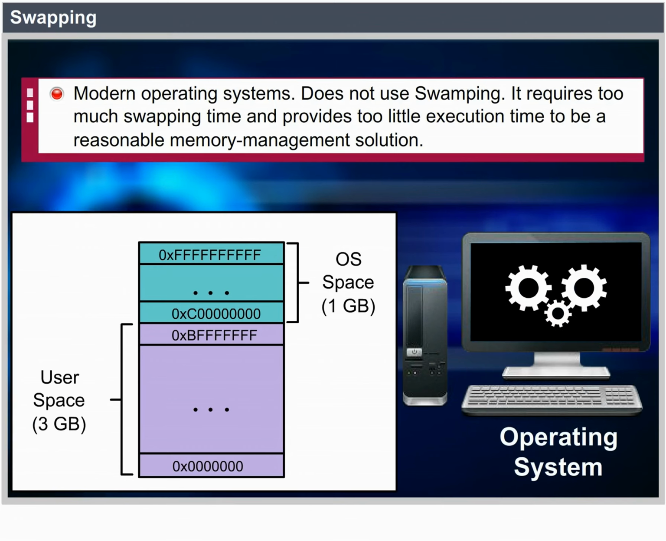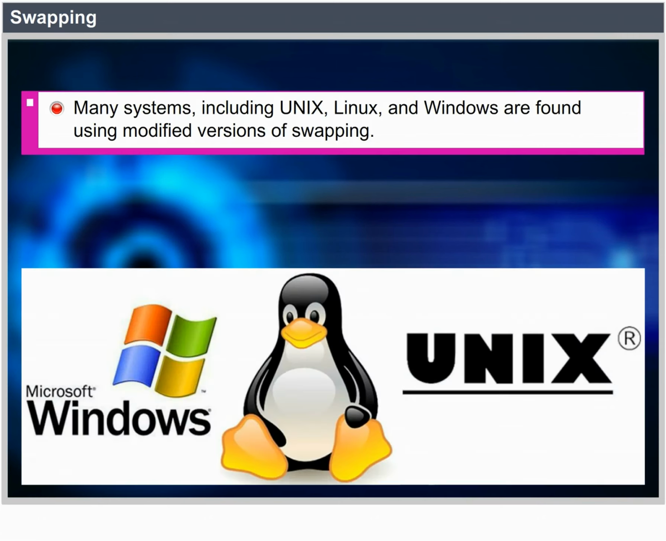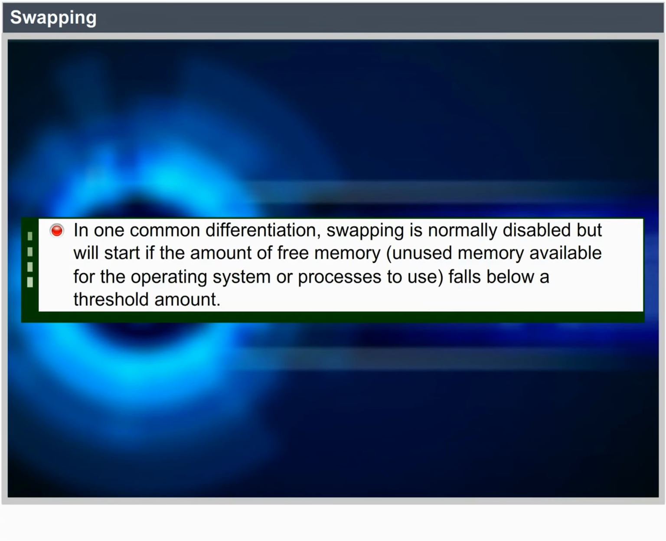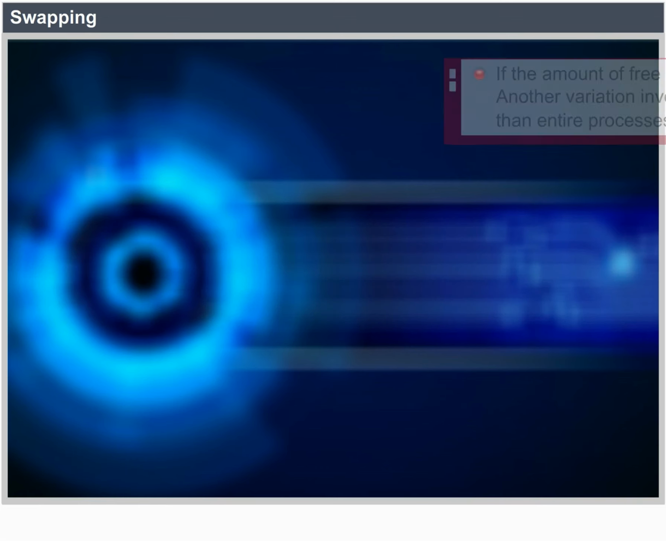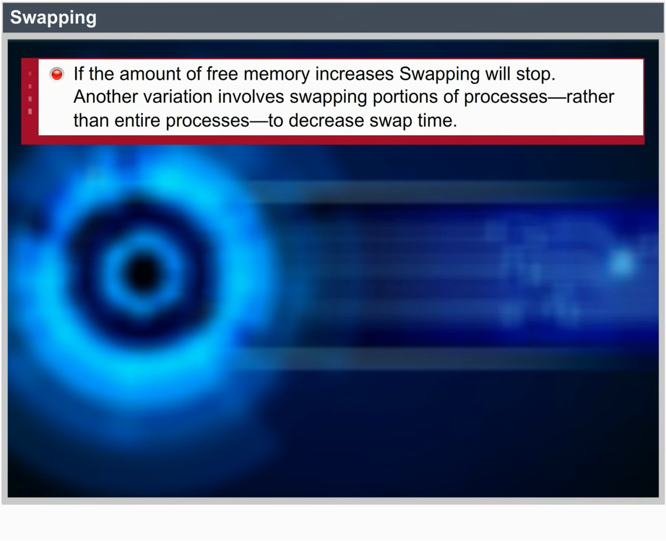Modified versions of swapping, however, are found on many systems, including Unix, Linux, and Windows. In one common variation, swapping is normally disabled but will start if the amount of free memory, unused memory available for the operating system or processes to use, falls below a threshold amount. Swapping is halted when the amount of free memory increases. Another variation involves swapping portions of processes rather than entire processes to decrease swap time. Typically, these modified forms of swapping work in conjunction with virtual memory.